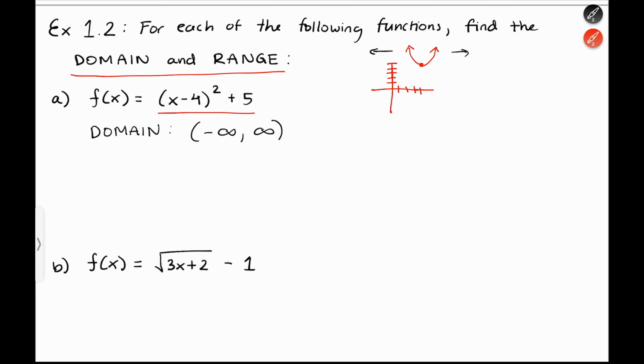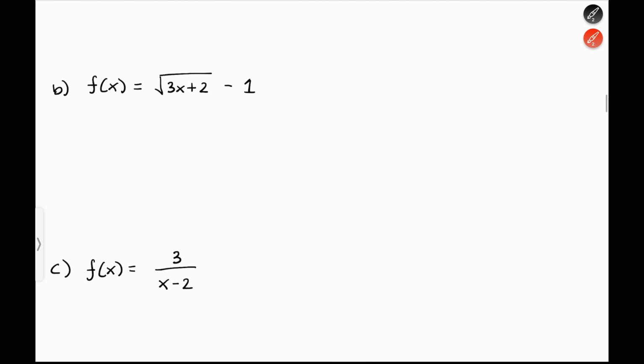To solve for the range, we have to look at the lowest point on the graph, which in this case is the vertex, and that is 5. Then it goes all the way up to infinity. So the range of this function is 5 to infinity. Now let's look at part B.